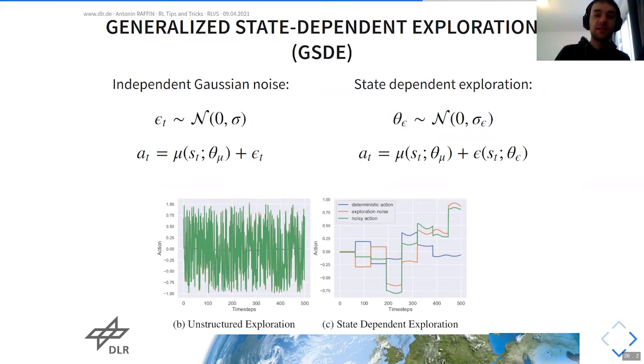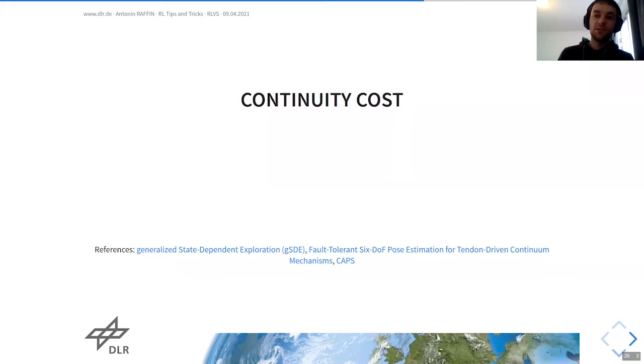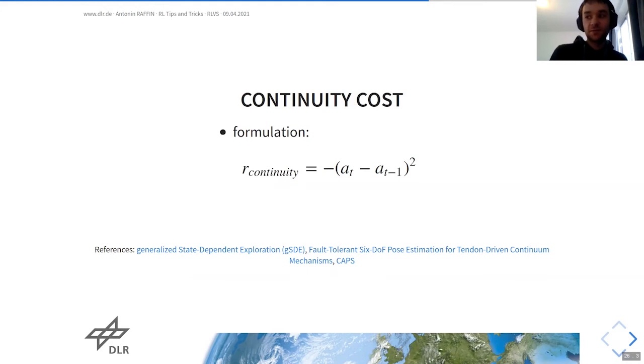So gSDE is mostly to tackle the oscillation, the jittery controller during exploration. But if you do so, it can still lead to oscillation at the end. And for that, I usually use a very simple fix, which is a continuity cost, so a negative reward. The formulation is very simple: you just penalize the difference between two consecutive actions. But again, you need to be careful because this would break the Markov assumption. A simple fix is to use a history wrapper. So you stack the previous action and previous state with the current state and you give that as input.